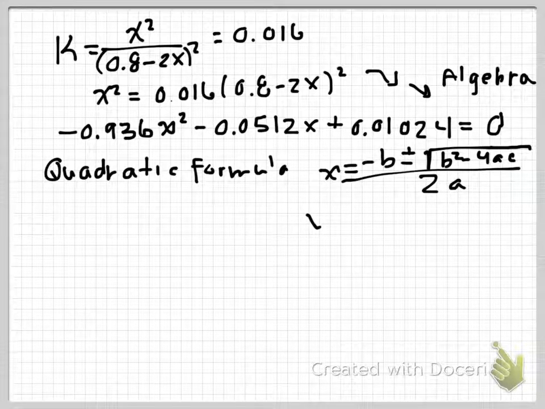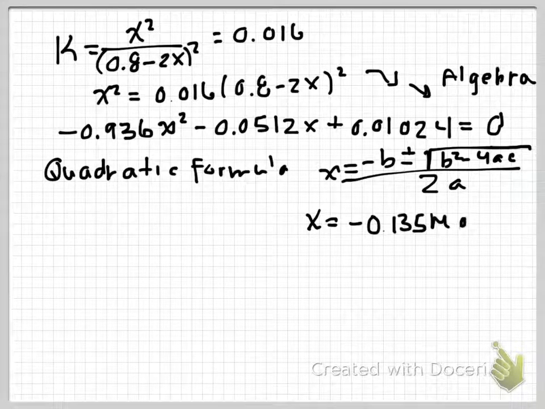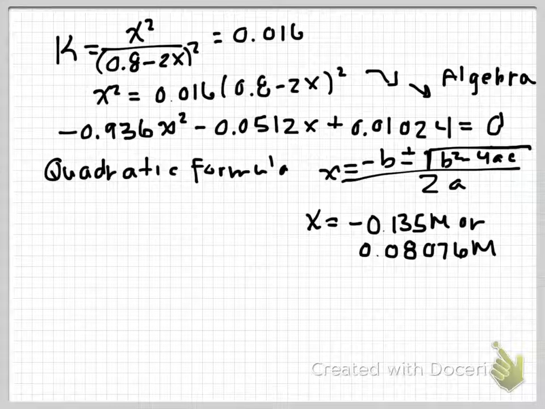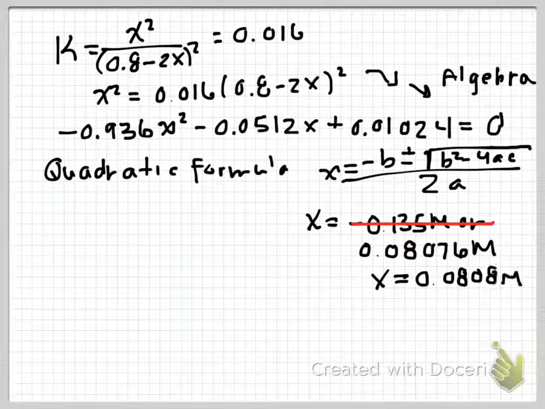So here we can solve, and you find out again that x is equal to either negative 0.35 molar or positive 0.08076 molar. Here again we can ignore the negative root because we do not have negative concentrations. So let's go ahead and ignore that, knowing that then that x is then going to equal 0.0808 molar.